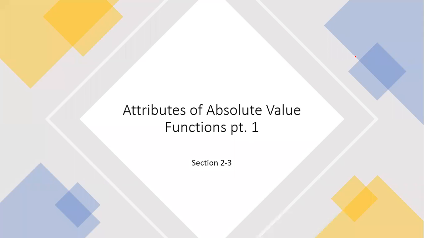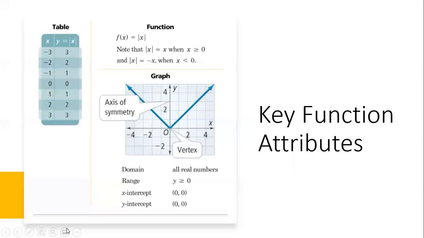So we are doing attributes of absolute value functions, part 1. This is section 2-3, and there's a part 1 and a part 2 to this section. So attributes of a function are its domain, the range, is there an asymptote, is there a minimum, a maximum? What are the key aspects of that function?